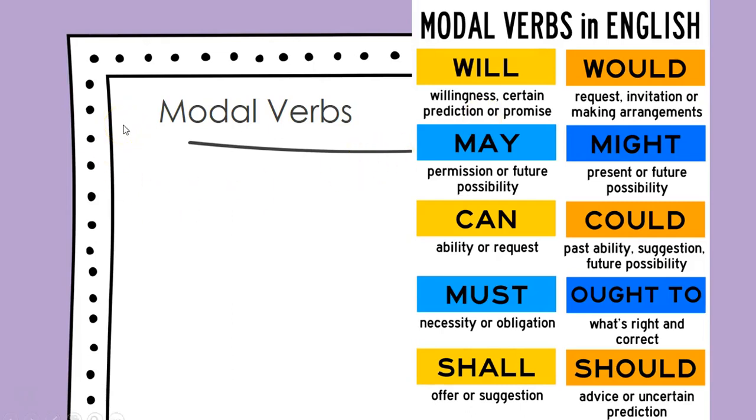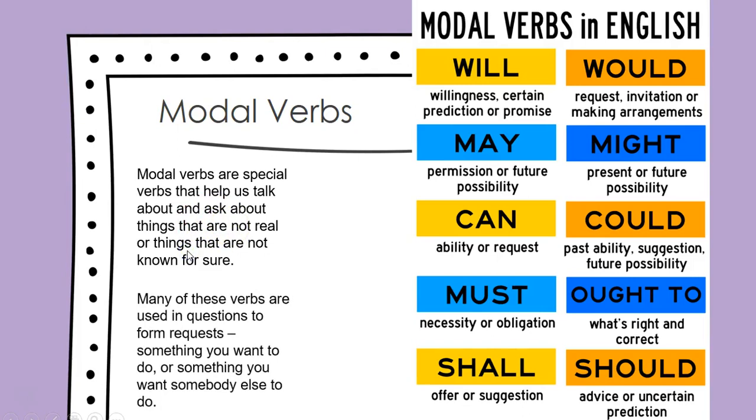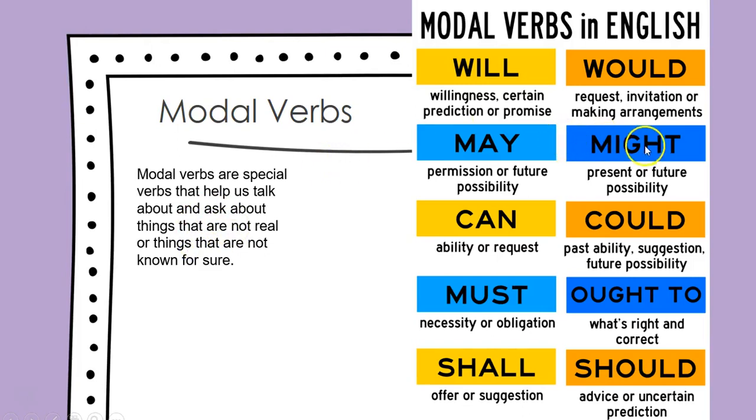Today, it's important for you to know that modal verbs are special verbs that help us talk about and ask about things that are not real, or things that are not known for sure. For example, it might snow tomorrow, but if it warms up, it may turn into rain. It may rain. So, it could miss us altogether and just be sunny. Can you check the weather to be sure?